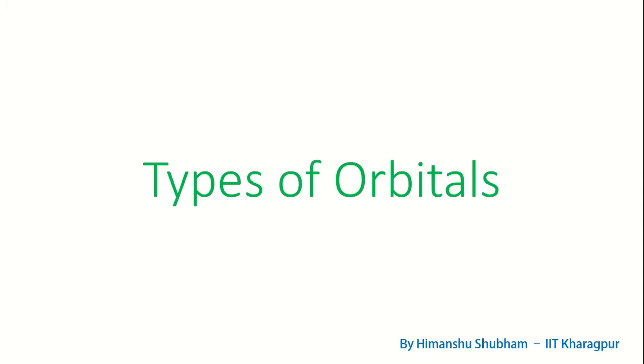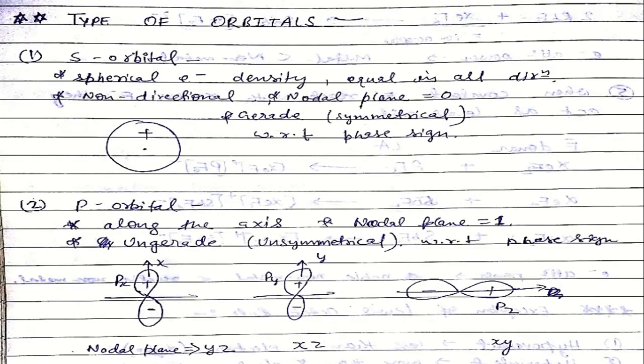In this video, we'll deal with types of orbitals. The first one is the s orbital. The shape of the s orbital is like this. From this, we can infer that the shape is spherical. In fact, it has a spherical electron density, and the electron density is equal in all directions.